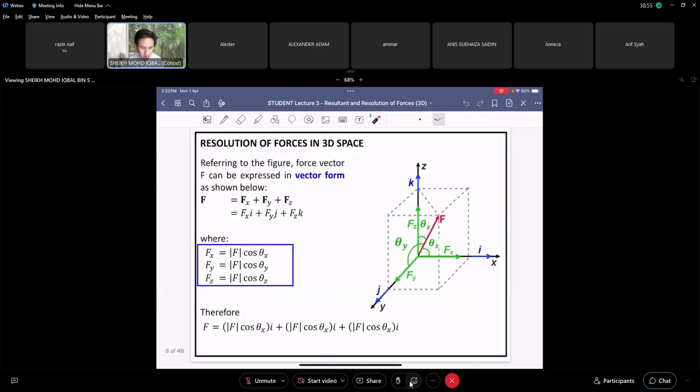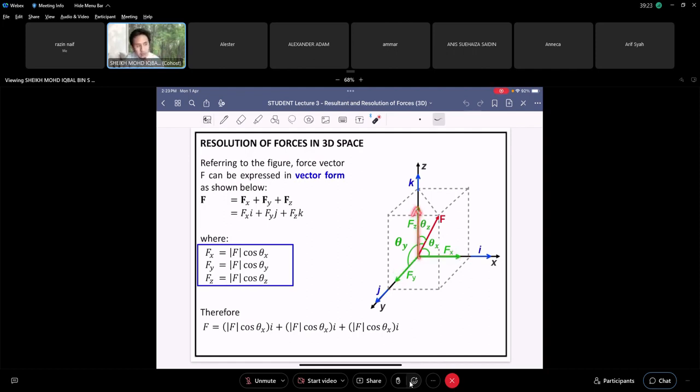Okay, so now we go to three-dimensional space. It's the same thing, but now we have an extra plane, the z plane. But how you solve it is actually the same thing, right? So you have one force here. After you have one force, you need to resolve it into the x direction, the y direction, and the z direction, right?